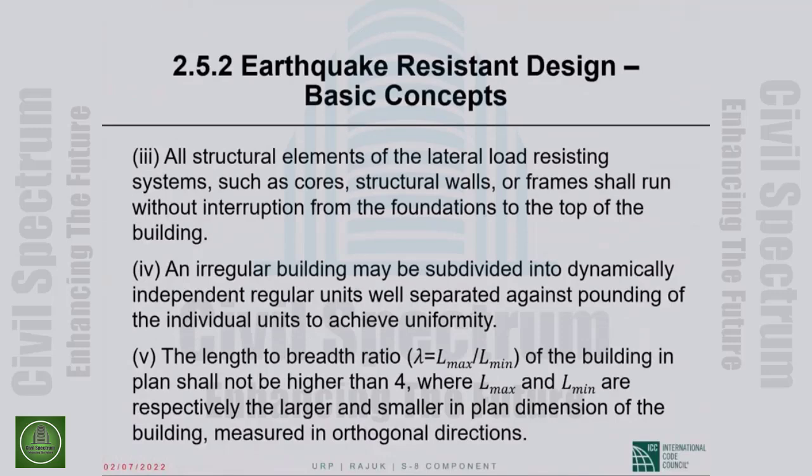All structural elements of the lateral load resisting system, such as cores, structural walls, or frames, shall run without interruption from the foundations to the top of the building. That again, quite often does not happen.